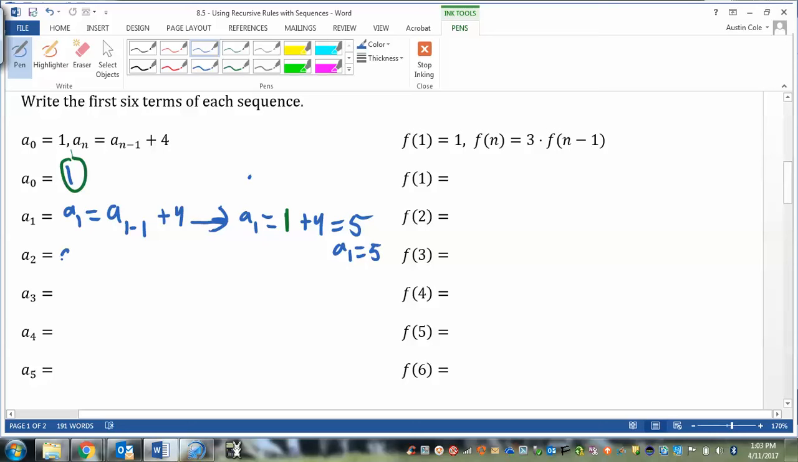A sub 2. We get a sub 2 equals a sub 2 minus 1 plus 4. 2 minus 1 is 1, so we have a sub 1 plus 4. What did we say a sub 1 was again? We just found it, right? 5. I erased the wrong one. Good job. Okay, so we can take our a sub 1 here and plug that in for a sub 1 in our next equation. 5 plus 4 is 9. Okay, do you see how that relied on the previous term, right?